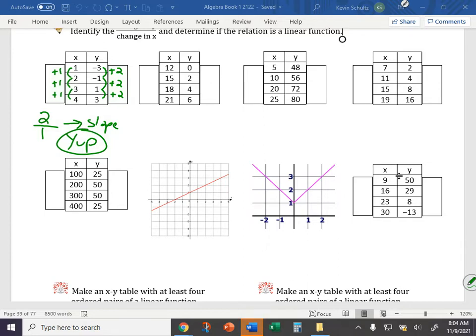Let's look at the next one. Identifying the change in y from 0 to 2, from 2 to 4, and from 4 to 6. From 0 to 2 is +2, 2 to 4 is +2, 4 to 6 is +2.